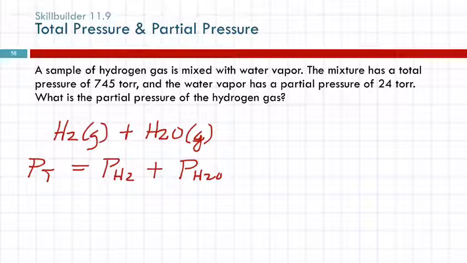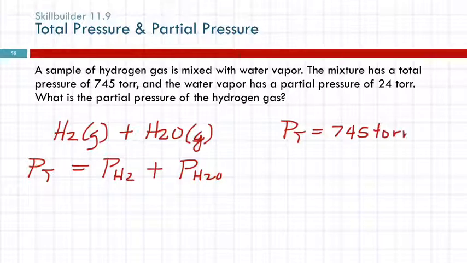Well, they told us what the total pressure was. P total is 745 torr. And this 24, that's the water vapor pressure. The partial pressure of the water equals 24 torr.